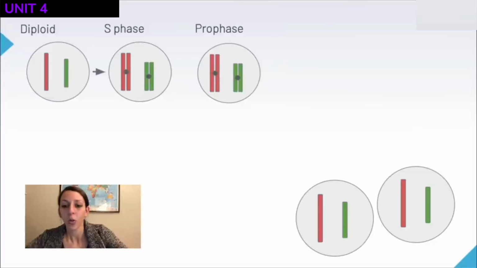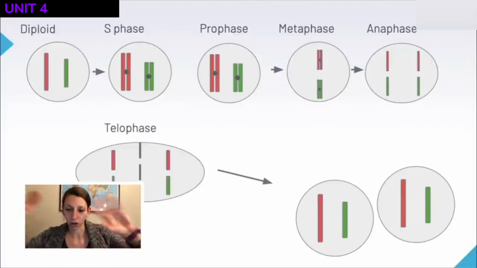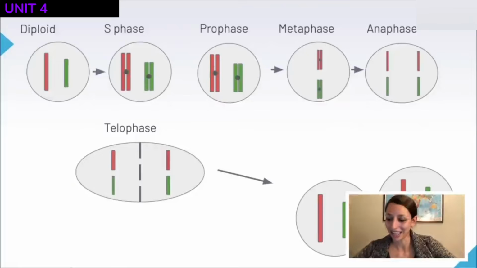Okay, so again, once we've duplicated that DNA, in prophase, it's going to condense and get ready for cell division. Metaphase, line up in the middle; anaphase, pull apart; telophase, we're going to get 2 new nuclear membranes starting to form; and then cytokinesis, we're going to get cleavage, and we're going to cut those cells in half.